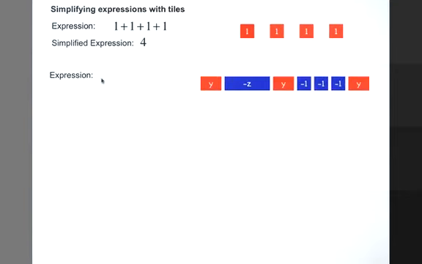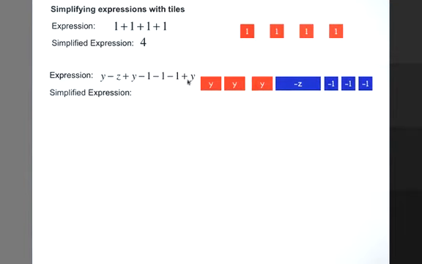Simplifying expressions with tiles. Here's an expression. 1 plus 1 plus 1 plus 1. Here it is represented in tiles. The simplified expression is 4. Let's look at another one. The expression y, negative z, y, negative 1, negative 1, negative 1, and y. This is what it would look like. Y minus z plus y minus 1 minus 1 minus 1 plus y.